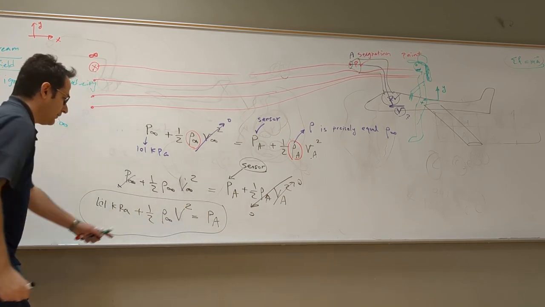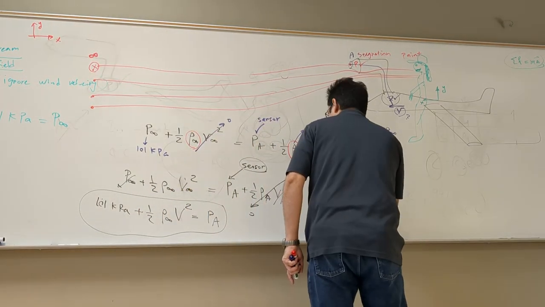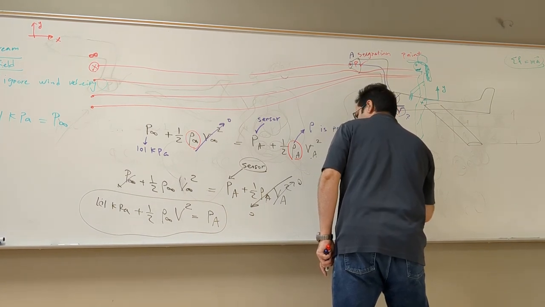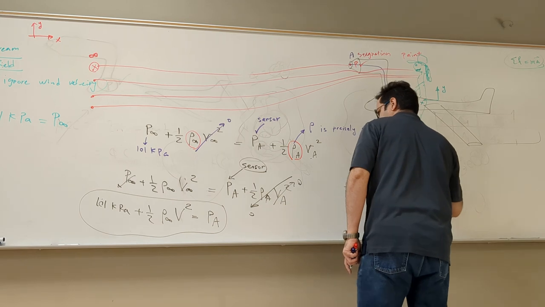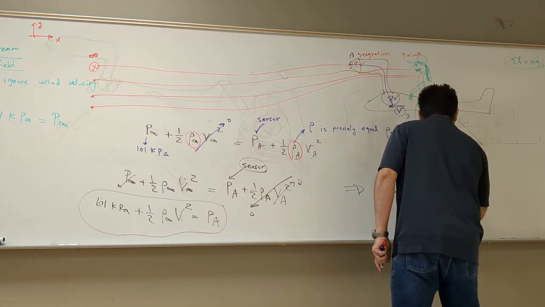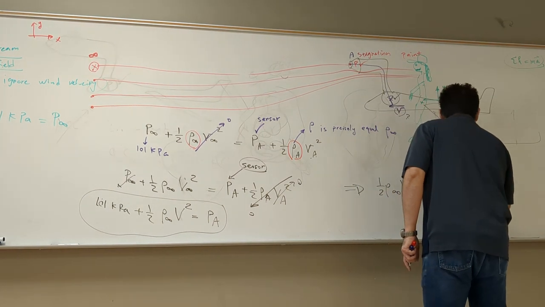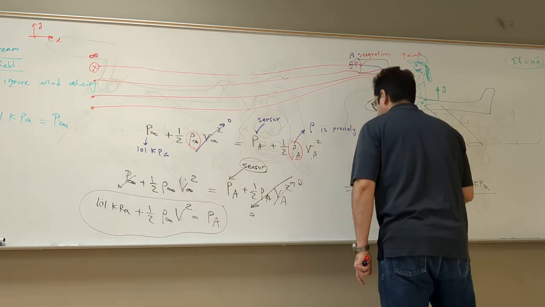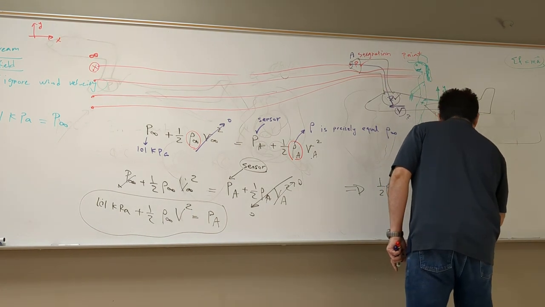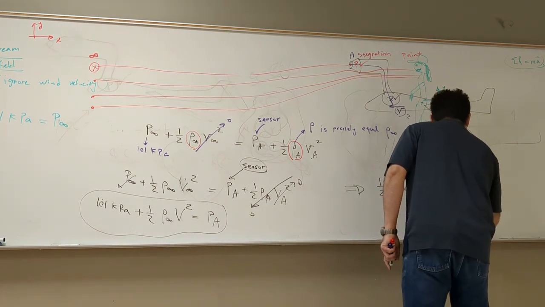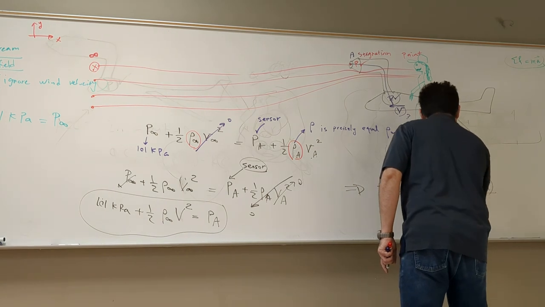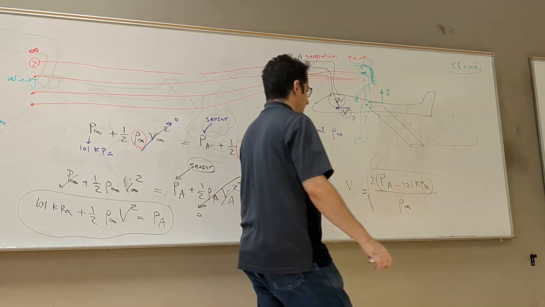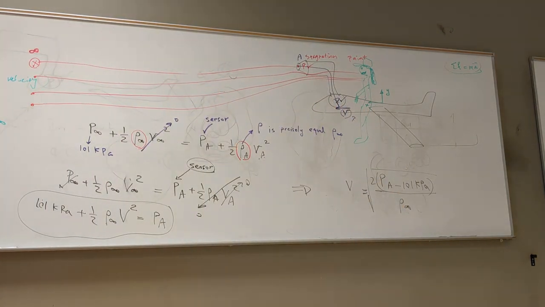That's it. Now solve for the speed of the plane, what do you get? You get 1/2 rho infinity V squared is equal to PA minus 101 kPa. Multiply by 2, over rho infinity, and take the square root. That's the speed of the aircraft.